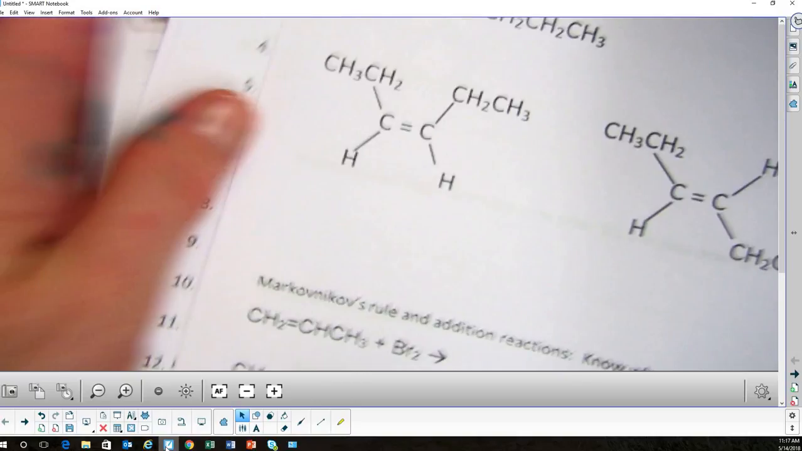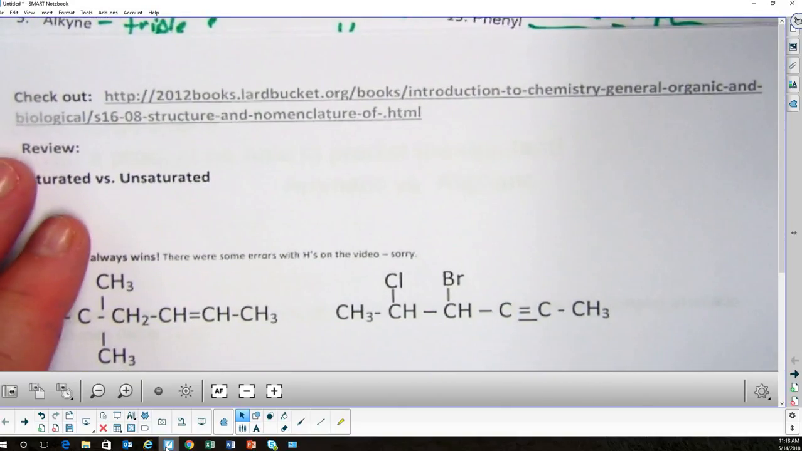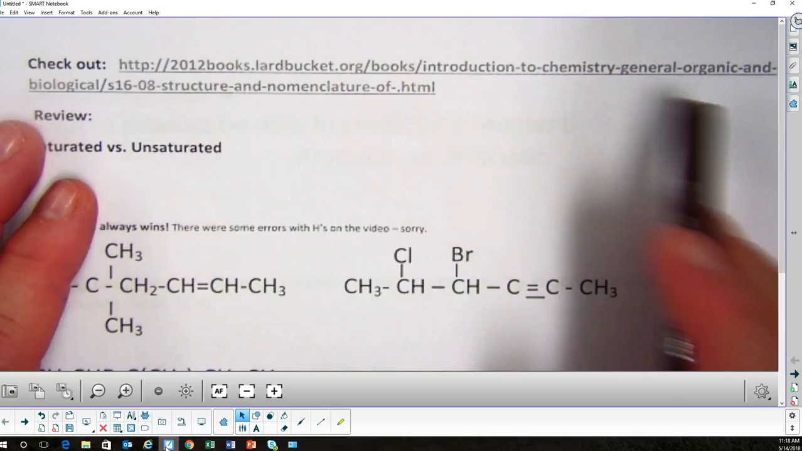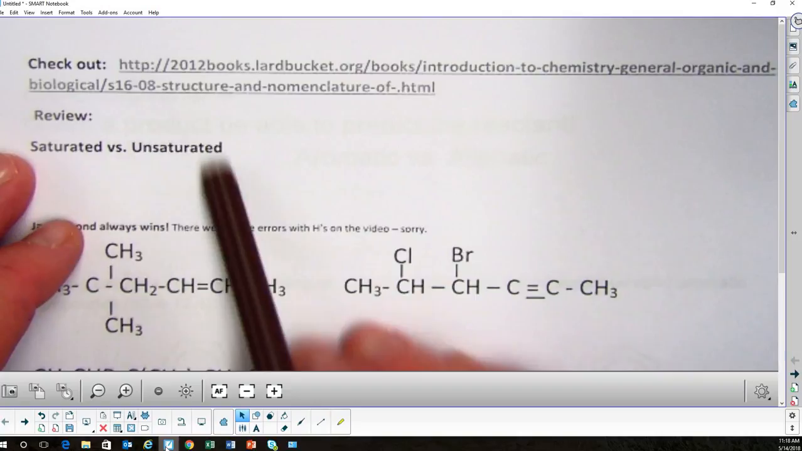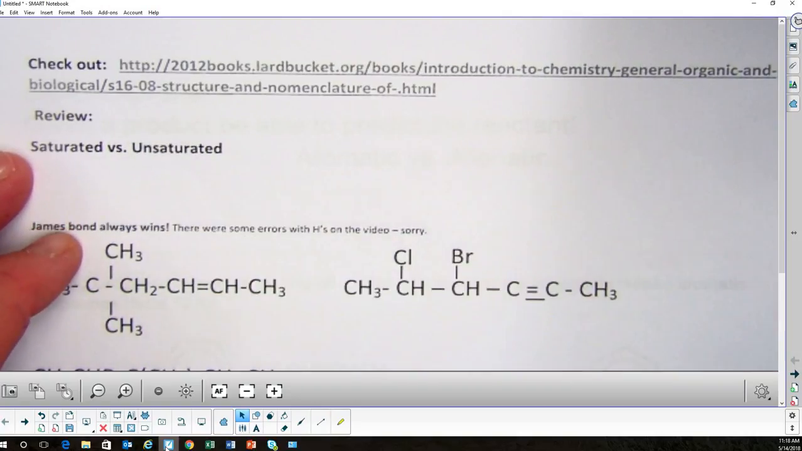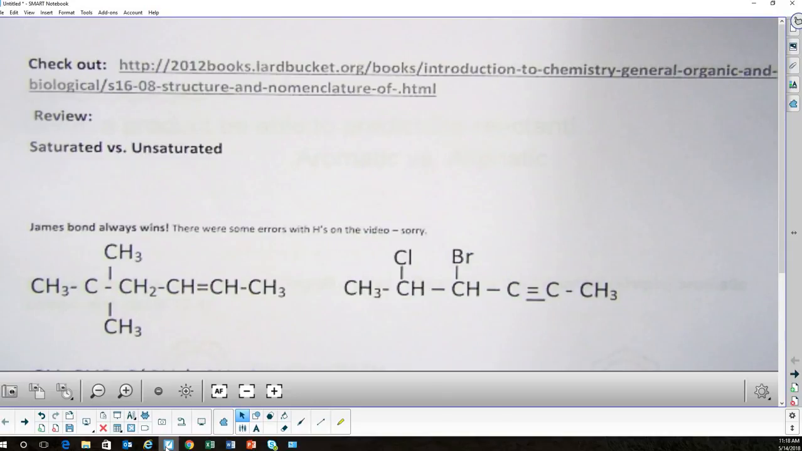Now, the next page here basically tells you to check out a website. The website just has more organic stuff. If you're having problems, you can go there and get some help. The review, again, this time is a written review, not a multiple choice review, because there are so many different ways she can go on the test, so you have to have the skills. Does that make sense?